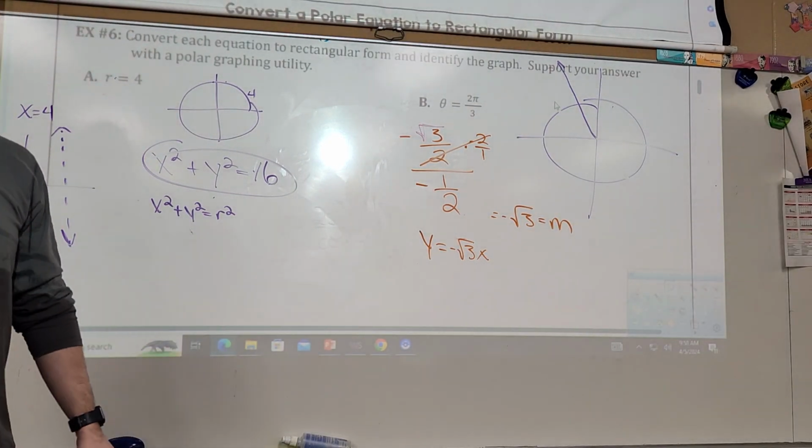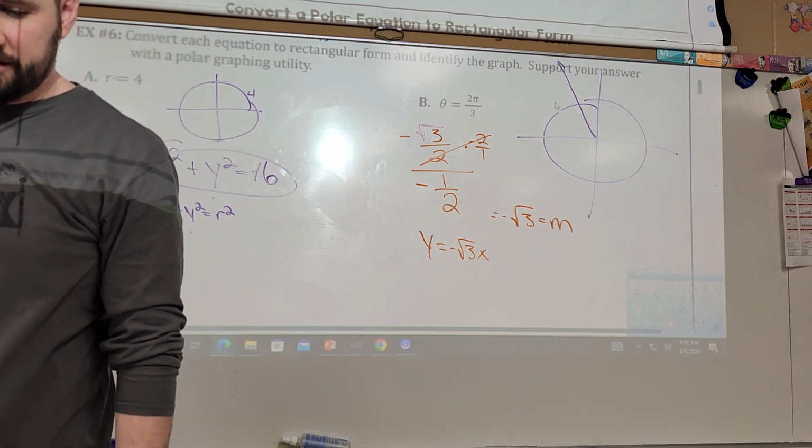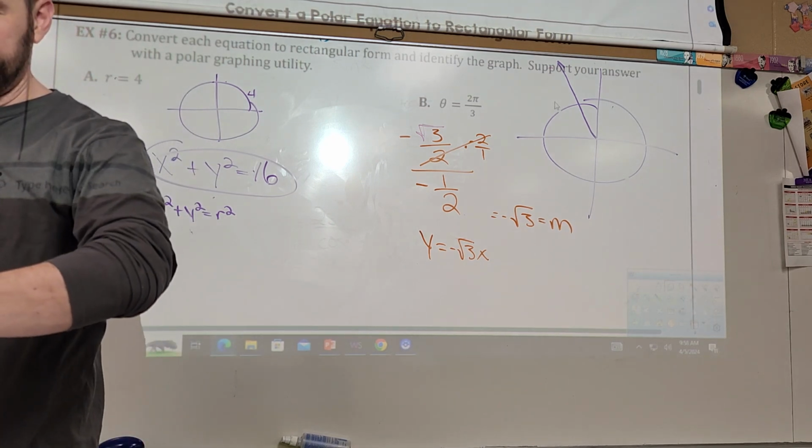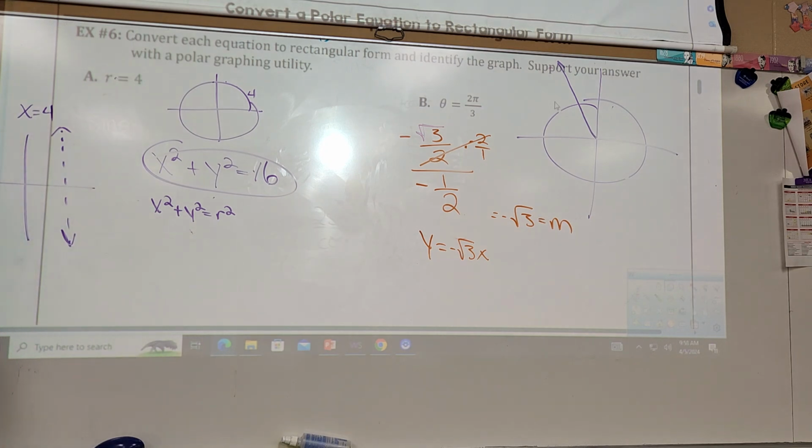Again, I don't see a lot of problems like this, but it's interesting though. I'll do C and D when we get back. I'm not going to do 7 though. But I will cut a bunch out.